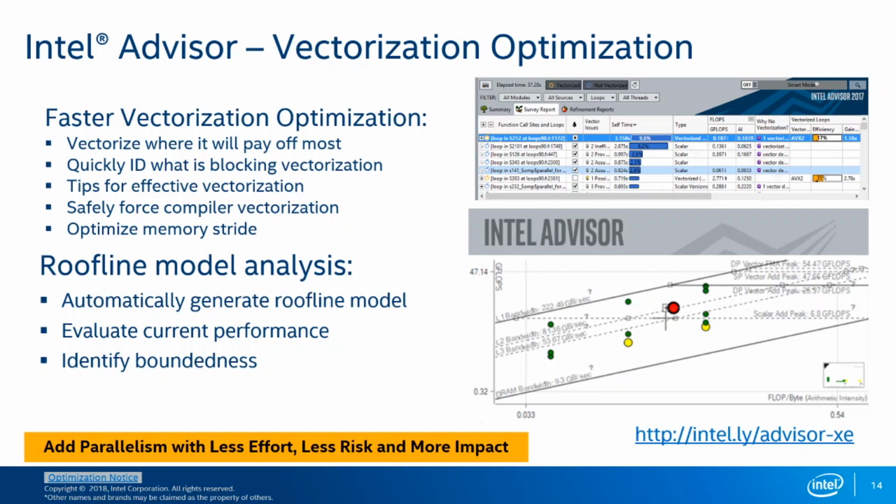Another big feature of Advisor is the Roofline model analysis. So Advisor will run your application. It will collect information about the GFLOPS, and then it will plot all the different kernels within your code on the roofline. And using the roofline model, you can then determine how much performance is still available for you in terms of the architecture you're running on.